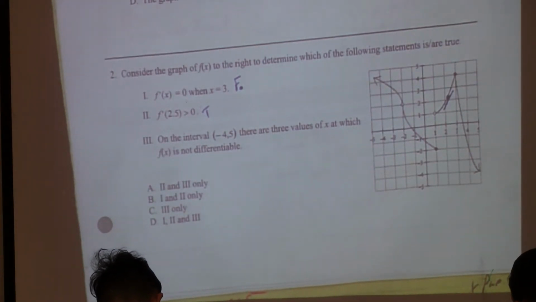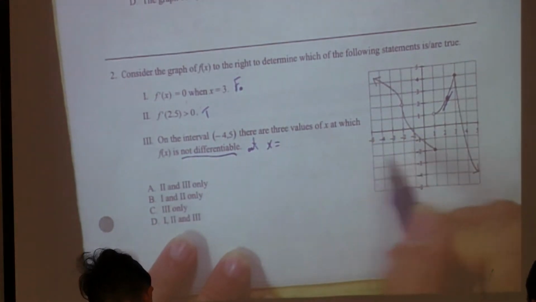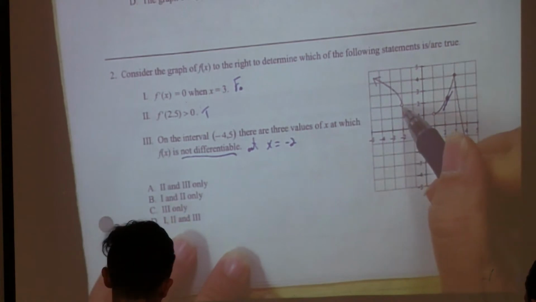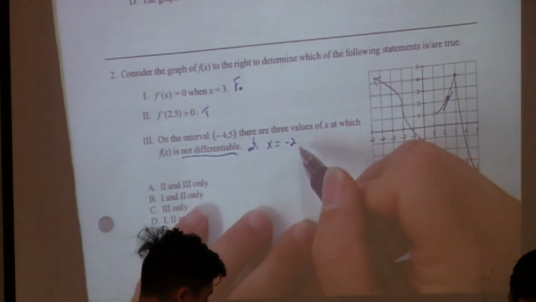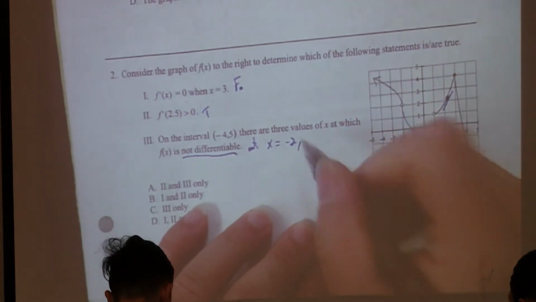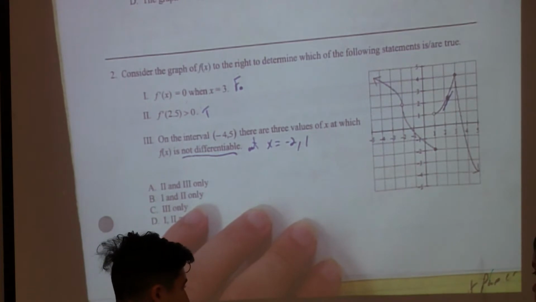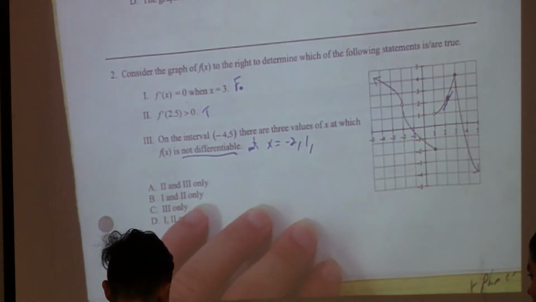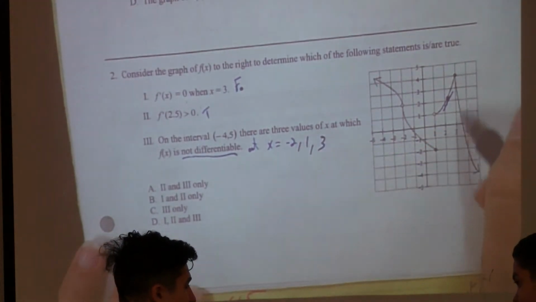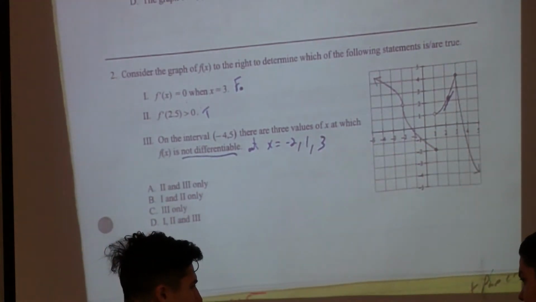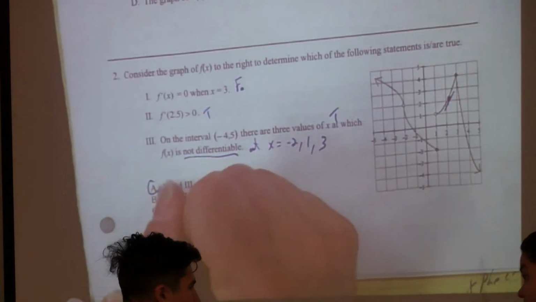Where are the 3 values where it's not differentiable? X equals -2, okay, why there? Because there's a hole. There's a hole, meaning it's not what? Continuous. Continuous, okay, where else? X equals 1, because there's a jump, therefore meaning it's not continuous, and if it's not continuous, it's not differentiable. And what's the third one? At 3, due to a cusp. Cusp, okay? So the only ones that are true here are 2 and 3, which would be letter A.